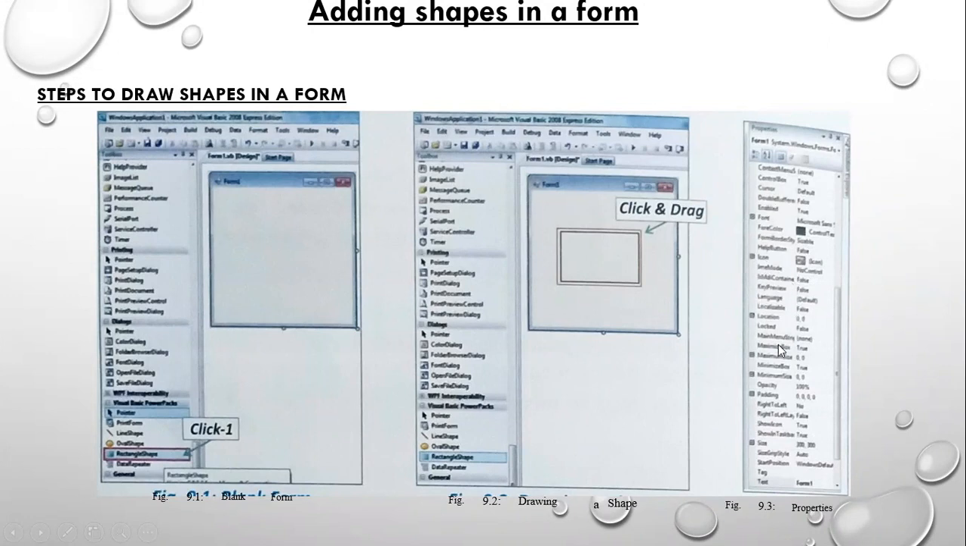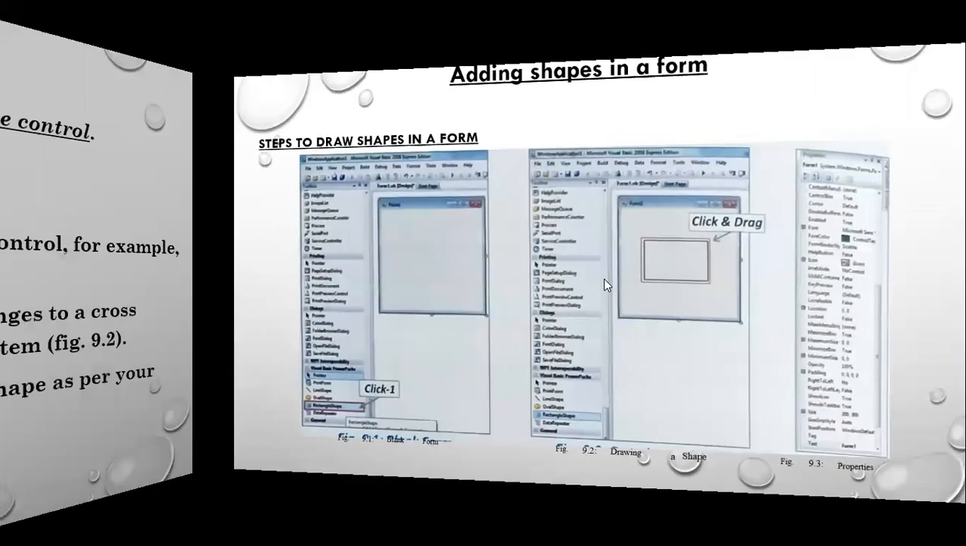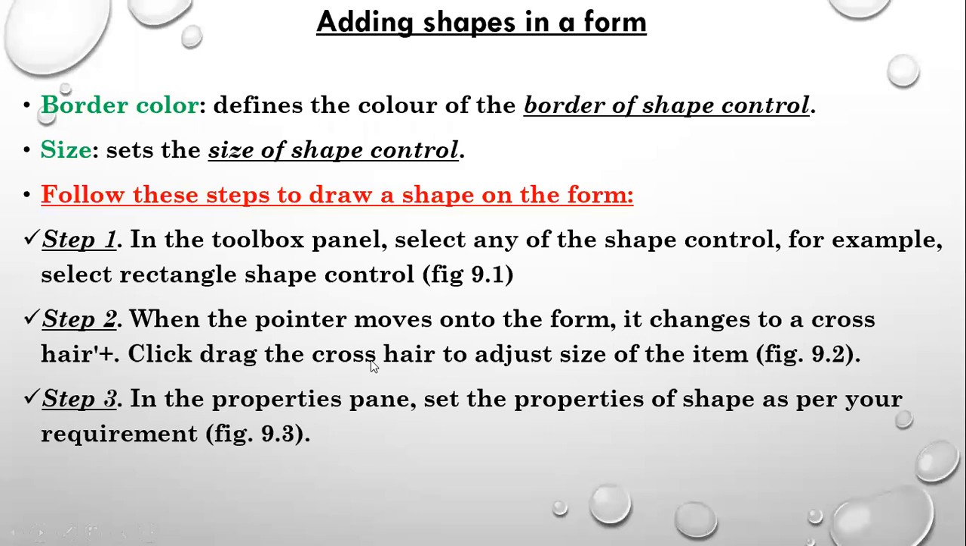I can change the size, I can add color. As we know the properties, we can draw borders, we can choose whatever we want from the properties panel for this particular shape that has come up on the form. That is our rectangle. That is what the next step says. That's step number 3. In the properties pane, set the properties of shape as per your requirement.